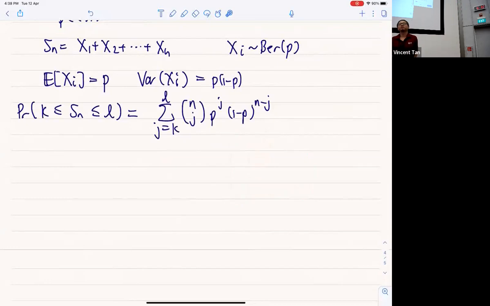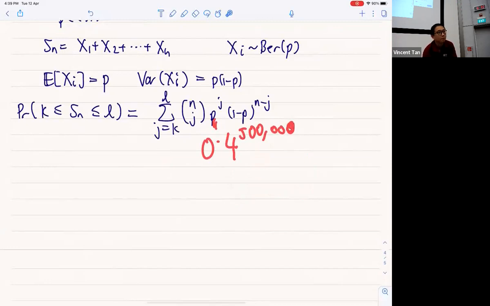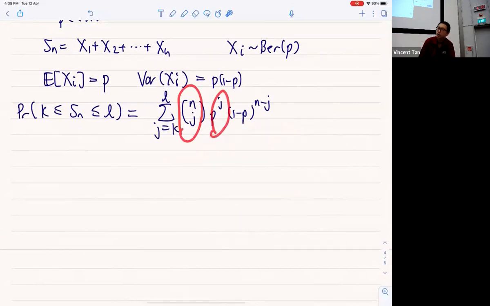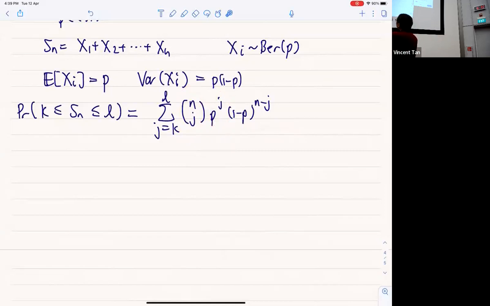It will explode in your face. Okay? If you have, say, 40% of people love Donald Trump, and you do this to the power of 500,000, what will this become? Very, very small. So it's very, very unstable to do this. You have a huge number here and a very small number here. It's very unstable, so we want to be able to estimate the left-hand side using a quick and dirty method.